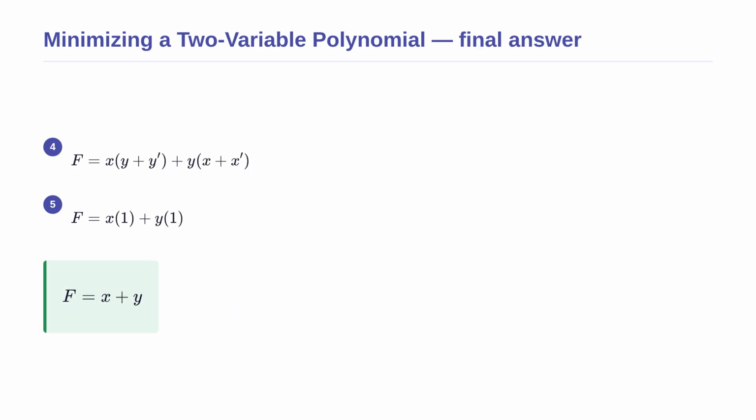Continuing with our grouped terms, we factor out the common variable x from the first group and y from the second group. Now we apply the complement law. Any variable added to its exact opposite always equals 1 because one of them is guaranteed to be true. So the complex variables inside the parentheses become 1s. Finally, multiplying by 1 leaves just the variables themselves. Our final minimal form is simply x plus y. What started as a messy 3-term expression is now a basic OR operation.